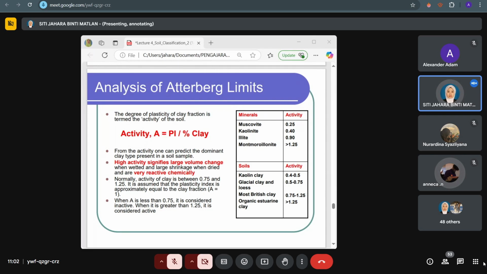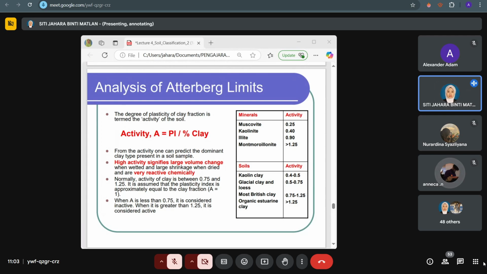Okay, as you can see from the table on the right, you can see the interpretation of activity A, the values for each mineral. Muscovite, the activity equals 0.25. Kaolinite is a type of clay mineral, whose activity is 0.4. Then illite, then montmorillonite. These are minerals that are basically dominant in clay.